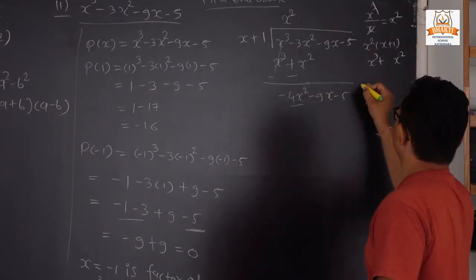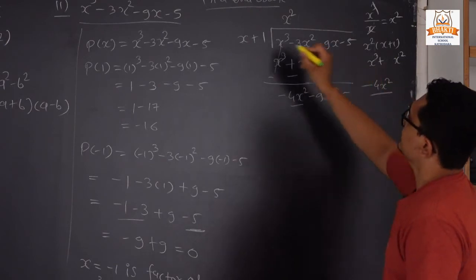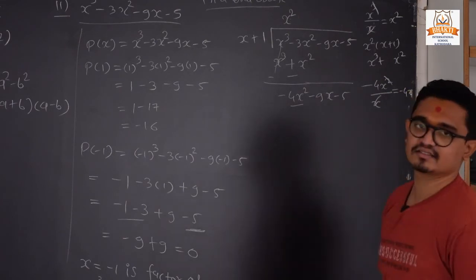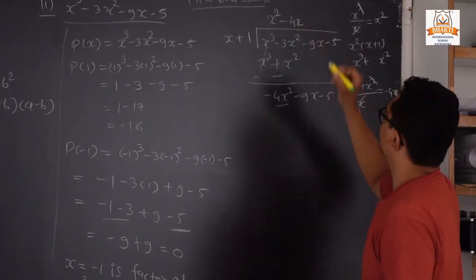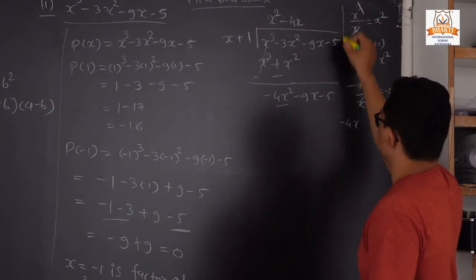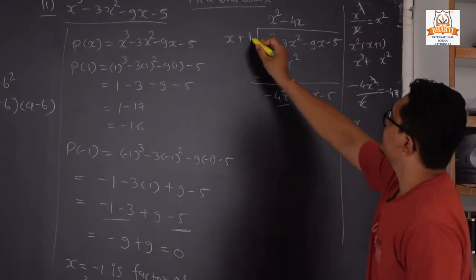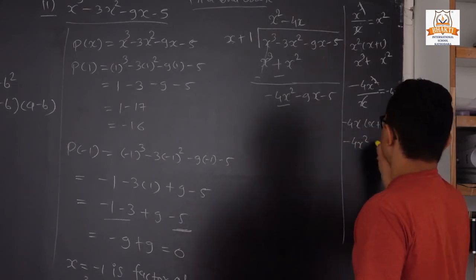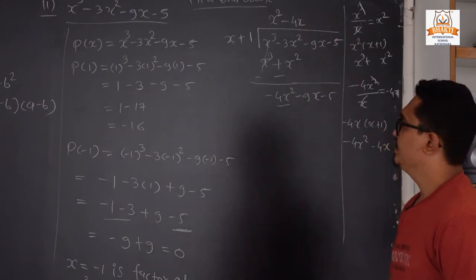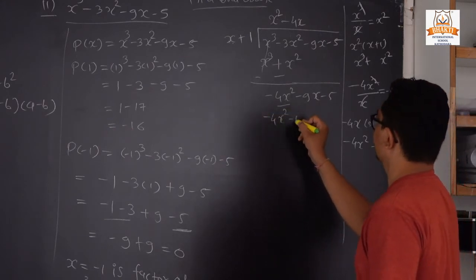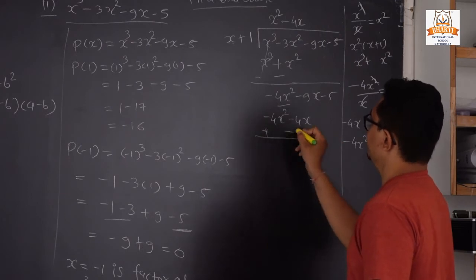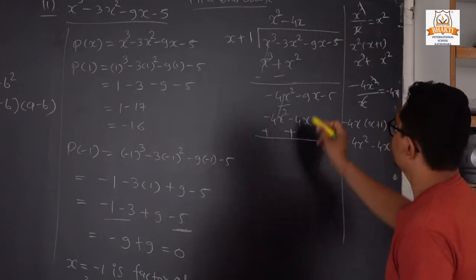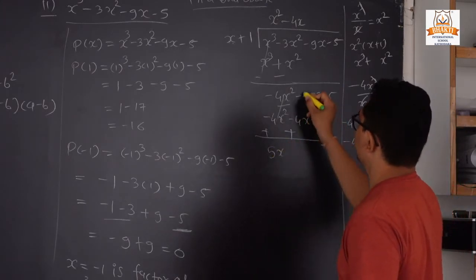Once again minus 4x square is divided by x. So what can we get? Minus 4x. So here we write minus 4x. Now minus 4x is multiplied with both. So minus 4x square and minus 4x. We'll put it here. Once again the sign will be changed. So these both are cut. Minus 9 minus 4 is minus 5x, but 9 has the greater sign.